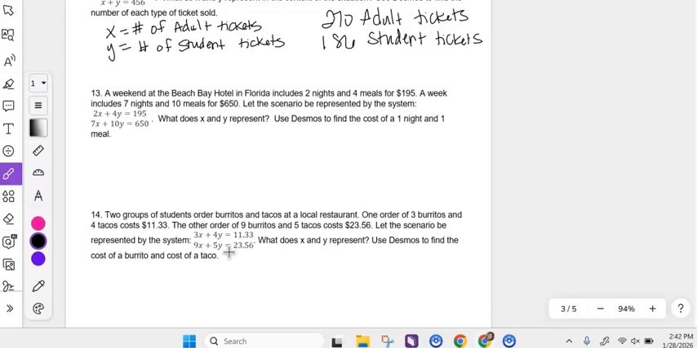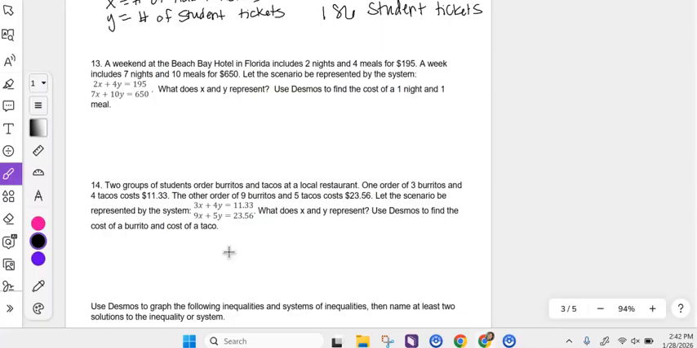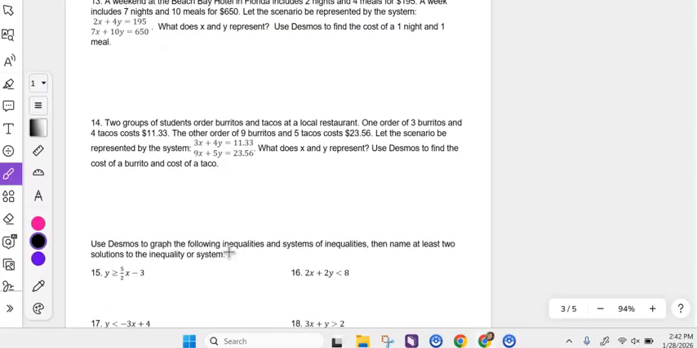We will do 14. Two groups of students order burritos and tacos at a local restaurant. One ordered 3 burritos and 4 tacos, cost $11.33. The other ordered 9 burritos and 5 tacos, cost $23.56. Let this scenario be represented by the system 3x plus 4y equals 11.33, 9x plus 5y equals 23.56. What do x and y represent? And use Desmos to find the cost of a burrito and the cost of a taco.